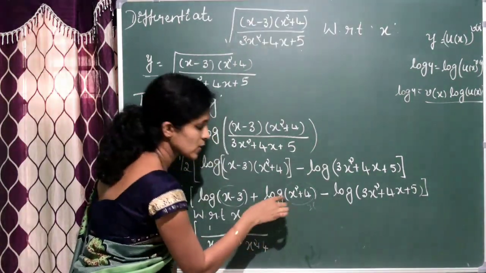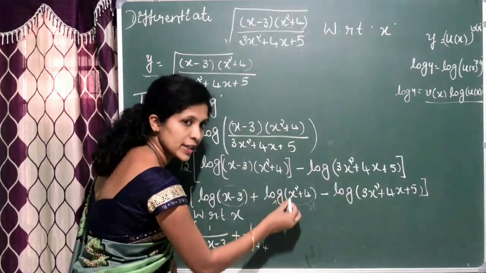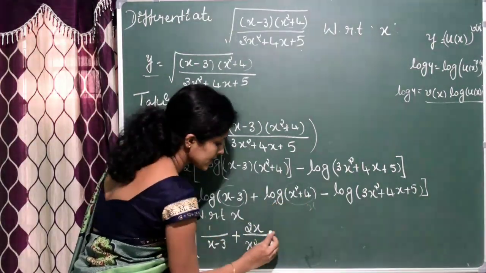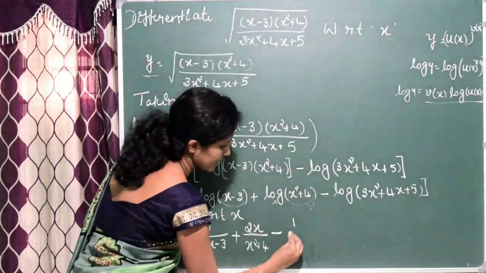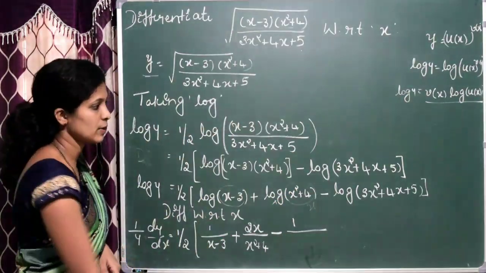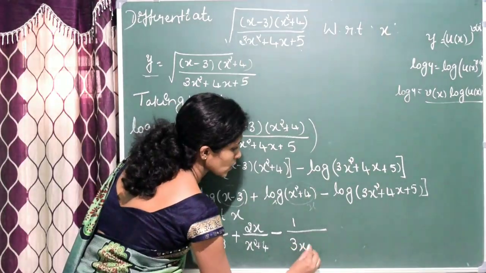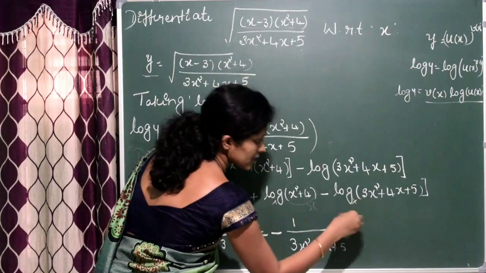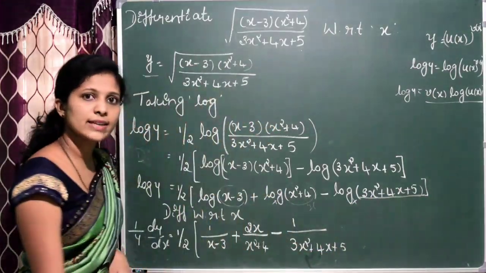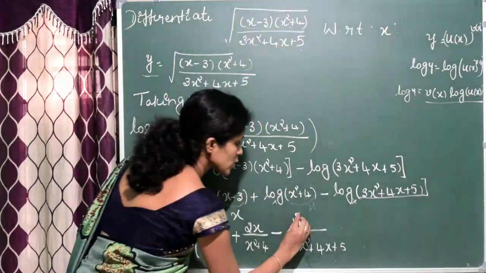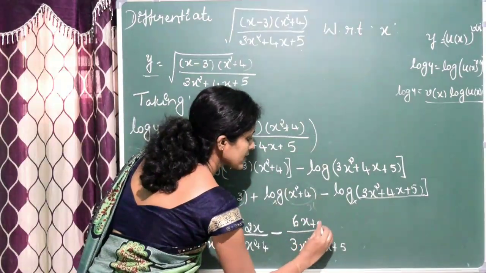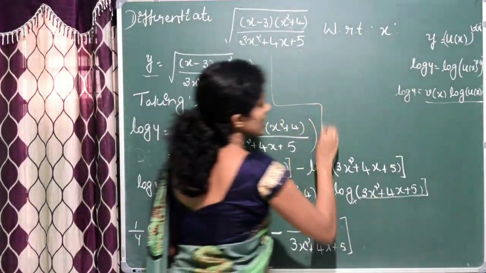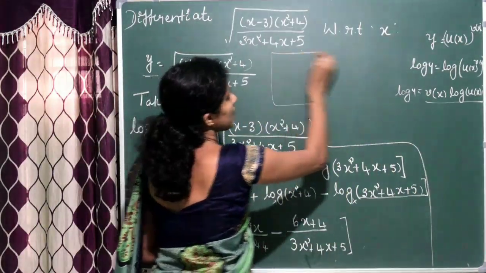So we have done with this one. Now for x square plus 4, the derivative of x square will be 2x plus the derivative of 4 will be 0, minus 1 by, again log x is there, this is now 3x square plus 4x plus 5. Then we have done with this one, find the derivative of this one. 3x square, 3 into 2x, so it will be 6x plus 4. I hope you understood this one. Now finally, what you have to do is write it in the form of dy by dx.